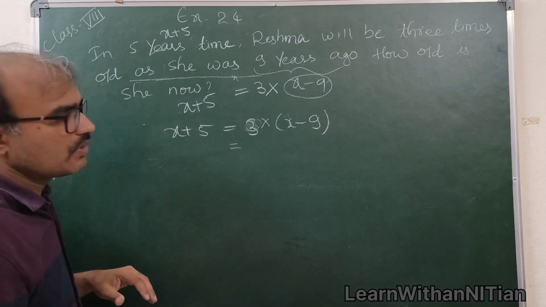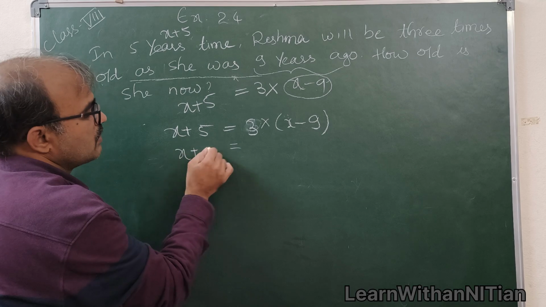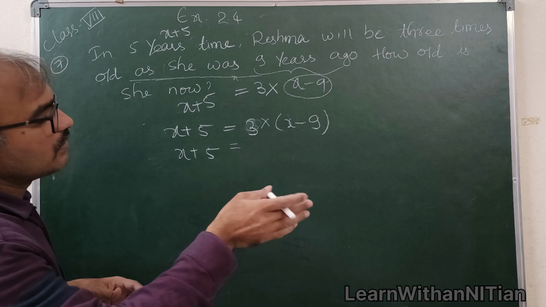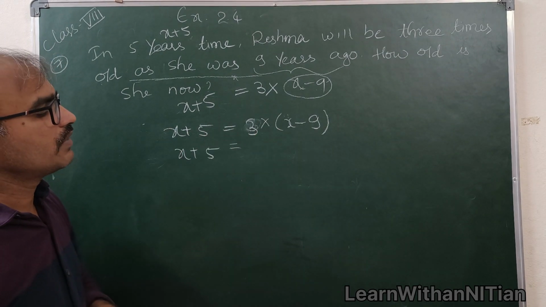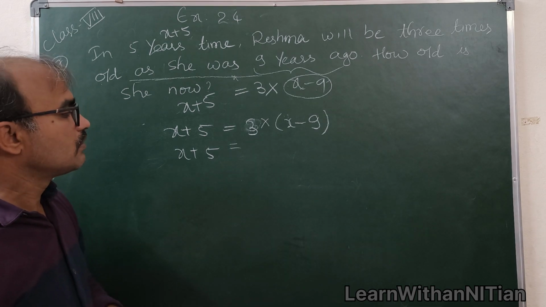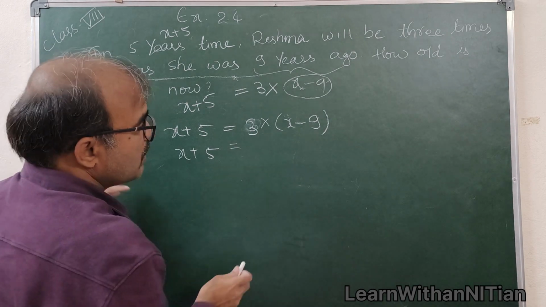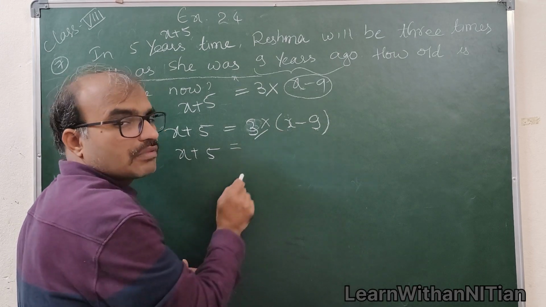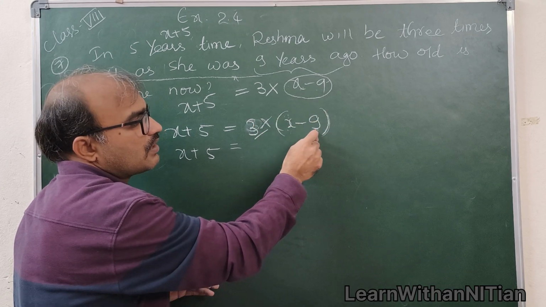So, as usual, first of all we have to remove the brackets. Write as it is on the left side. We cannot transpose variables and constants until we remove the brackets, right? For removing the brackets, we have to distribute this 3 into each and every term inside the bracket, because this multiplication is for the bracket, not for x or not for 9.